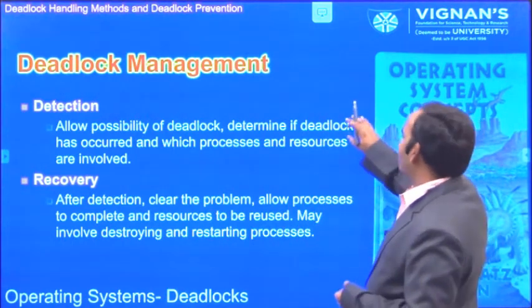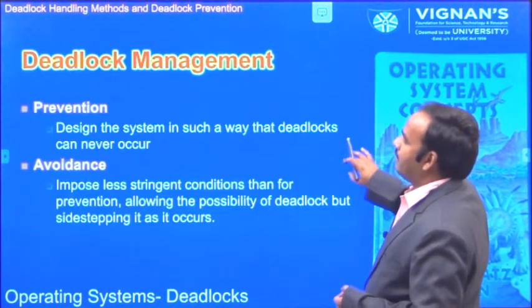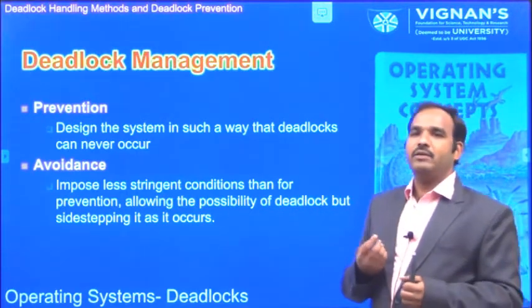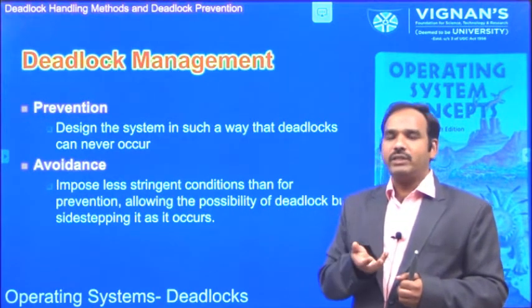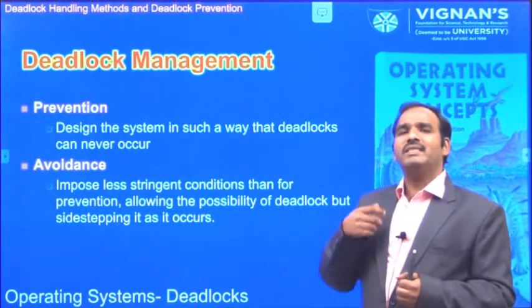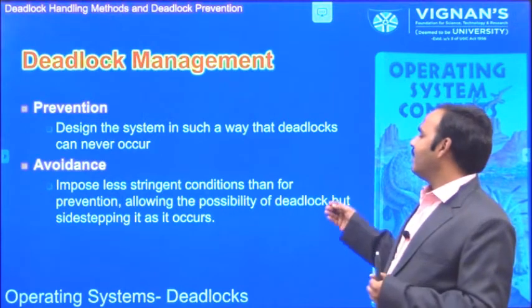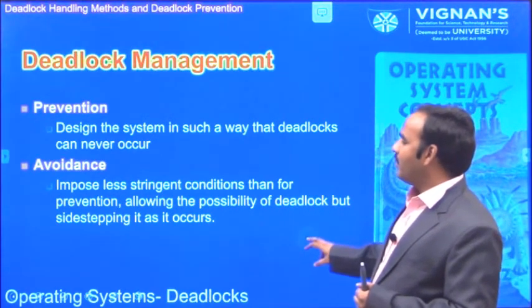So finally, from this unit, we will study the first important topic, prevention, and prevention means we are trying to avoid the conditions. Next one is avoidance. We are not taking conditions as stringent as prevention, we are allowing some possibility of deadlock, and we are taking some sidestepping concepts.